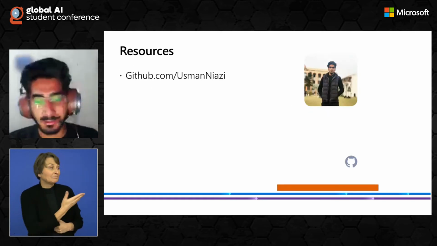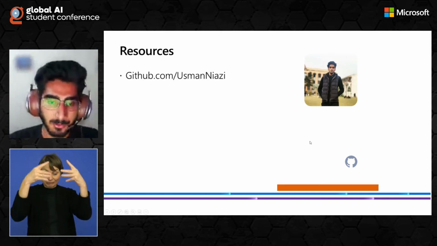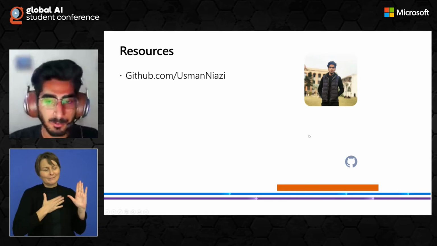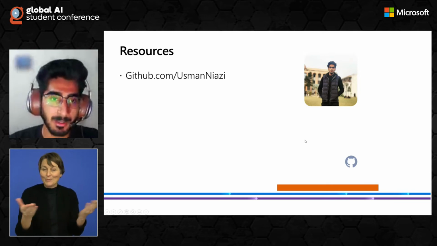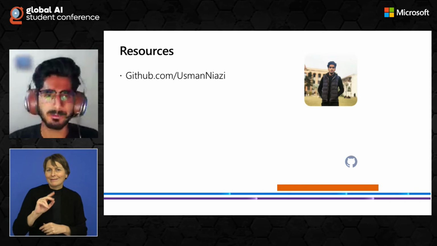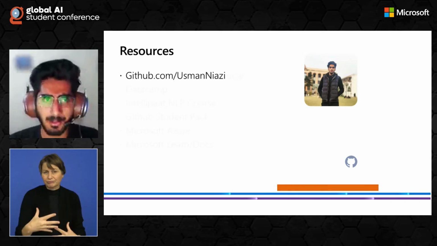Also, you can go to my GitHub because, since I'm an open source contributor, I strongly believe in the open source world, and I've been committed to open source as well. You can find a lot of resources related to NLP and ML on the GitHub, which are totally open source. If you want to contribute to it, you can contribute to it as well.